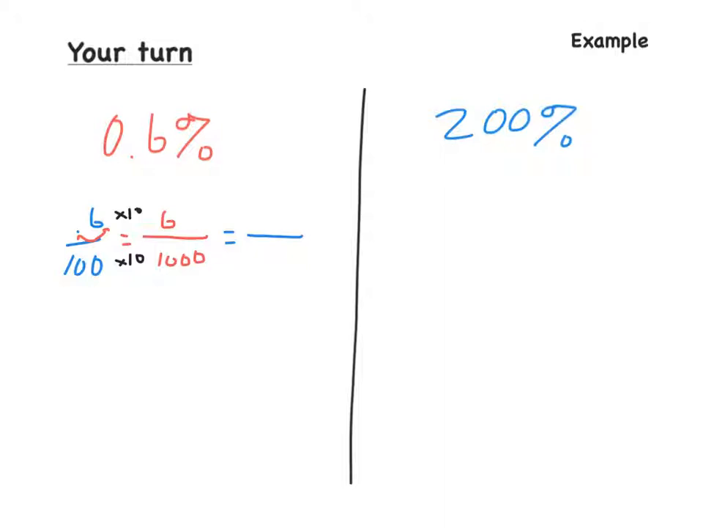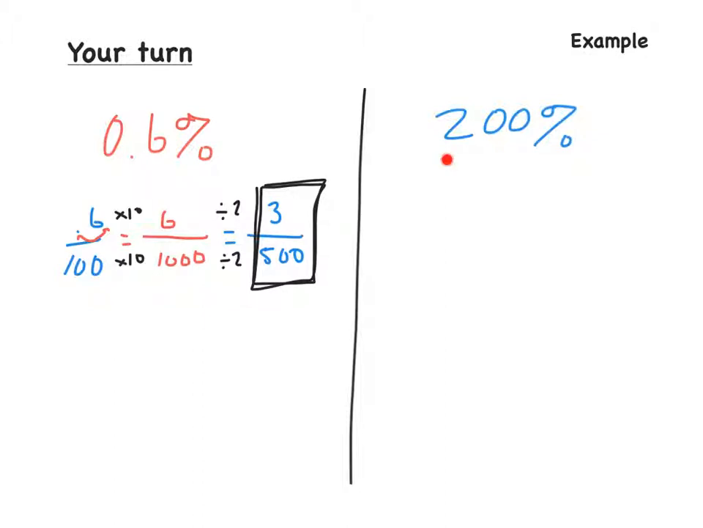So if we divide both by 2, 6 divided by 2 is equal to 3. 1,000 divided by 2 is equal to 500. And there are not any common factors for 3 and 500, so our final answer is 3/500ths.